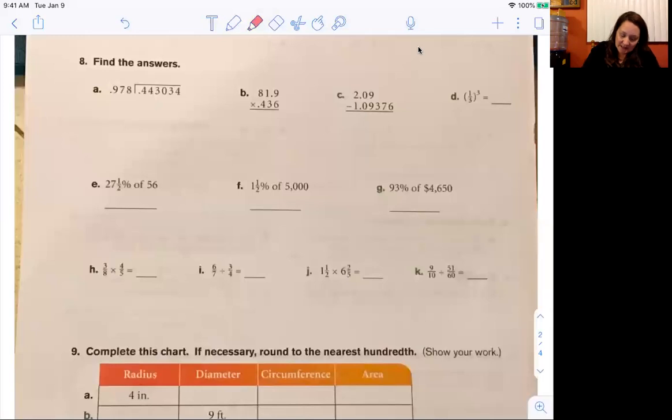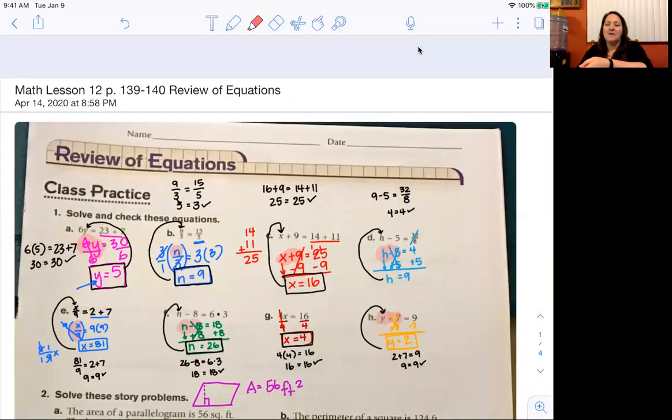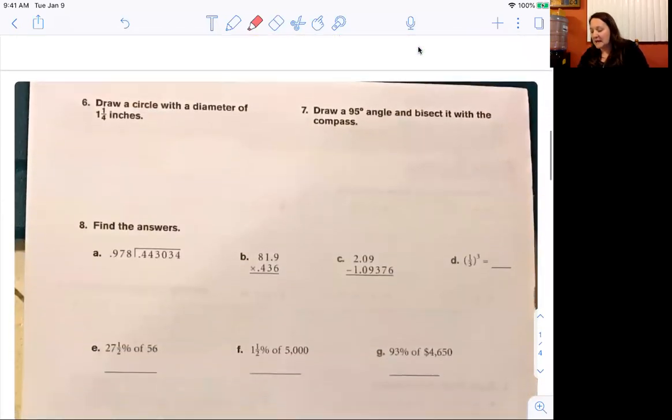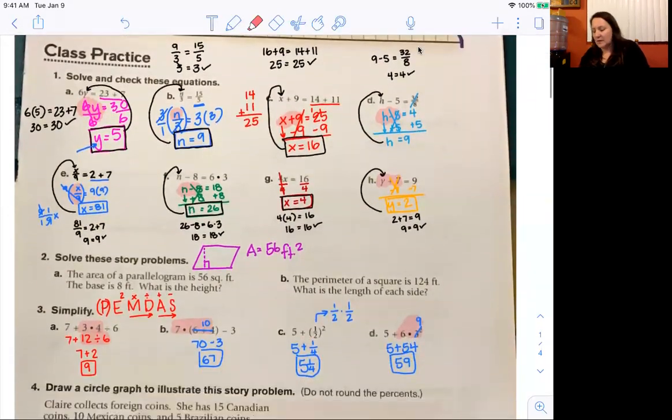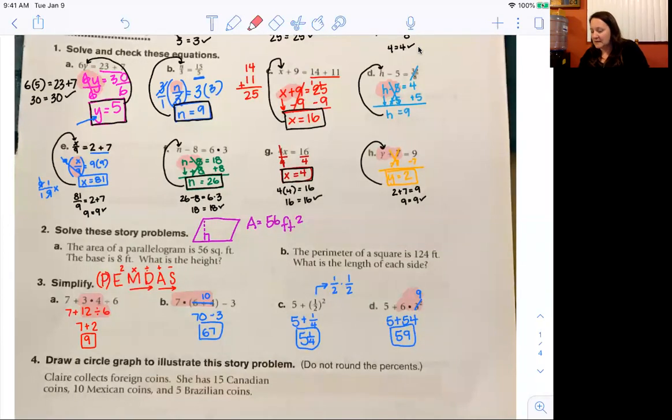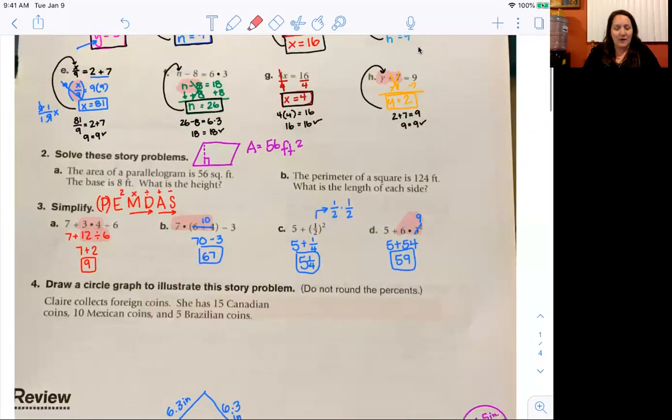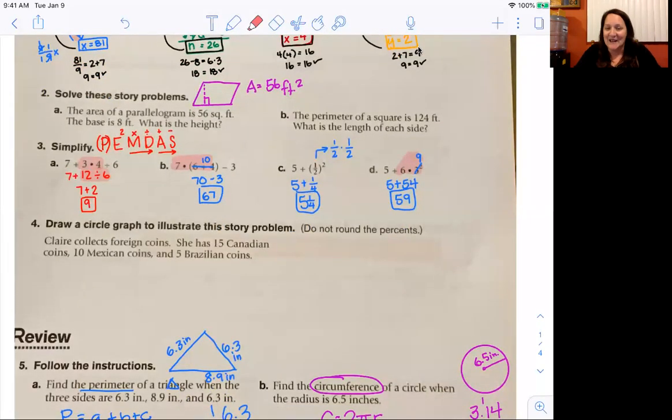So tonight your assignment is, let's see here. I want to make sure I am giving you the right pages, so that you are ready. You have a test on Thursday. You have a test on Thursday. I know at the beginning of this lesson I said page 139, 140. It is not. We're on lesson 139. I'll have to remind myself and write that down to remind you guys.